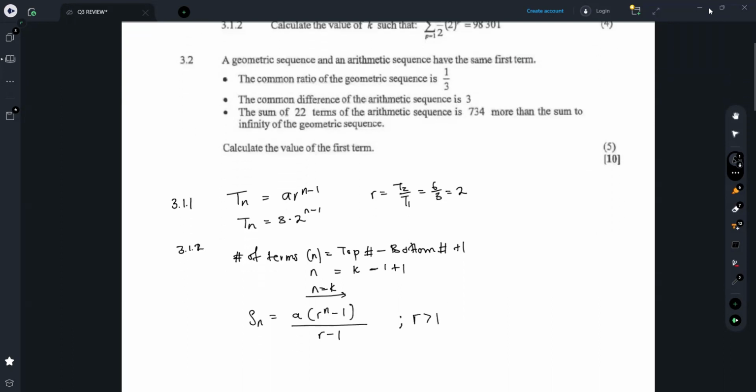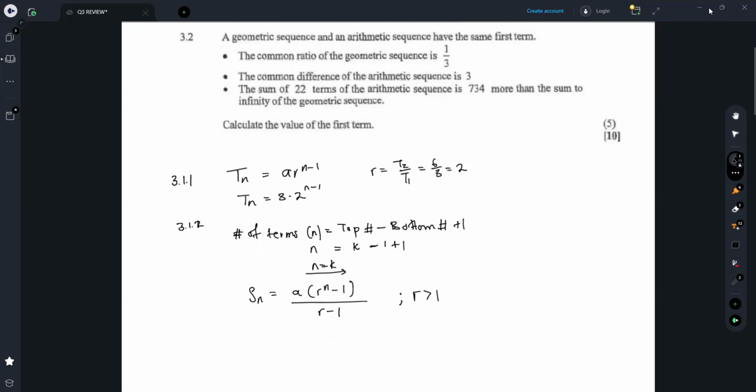Okay, now let us go on. So now we had 98301 at the side. 98301 is equal to, what is the value of A? We got 3 there. And the value of R that we have there is 2 to the power k, because we're looking for the value of k that will give us that sum, minus 1, like that, all over 2 minus 1.